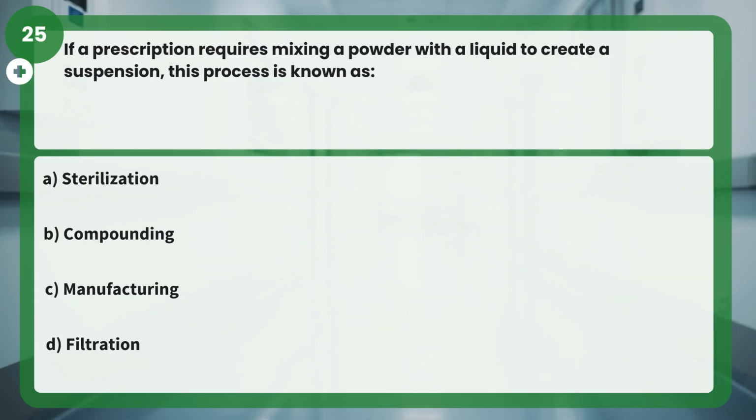Question 25. If a prescription requires mixing a powder with a liquid to create a suspension, this process is known as A. Sterilization, B. Compounding, C. Manufacturing, D. Filtration.